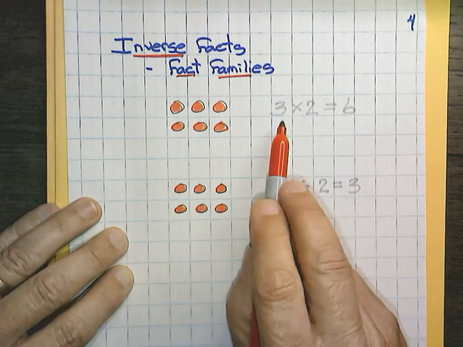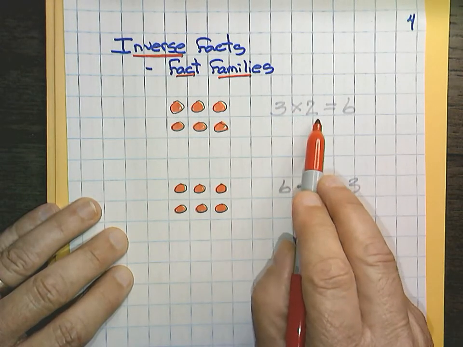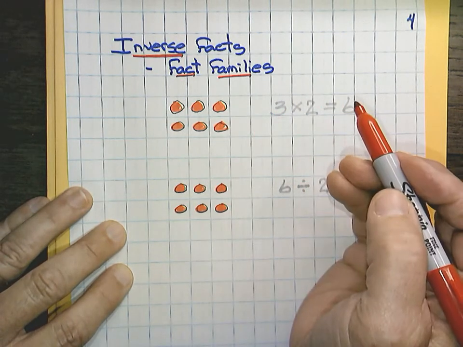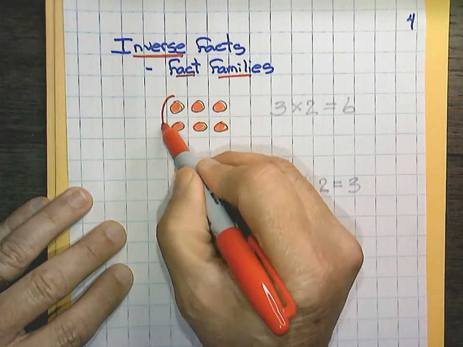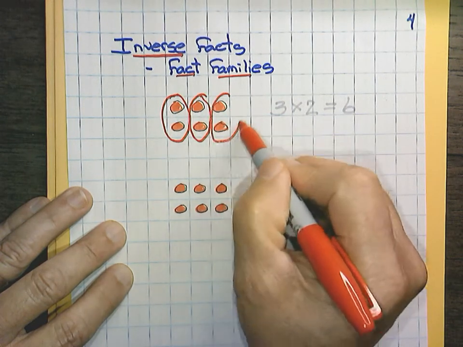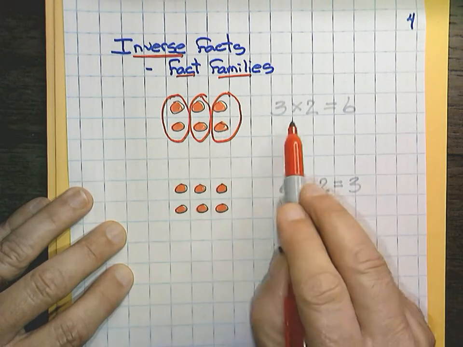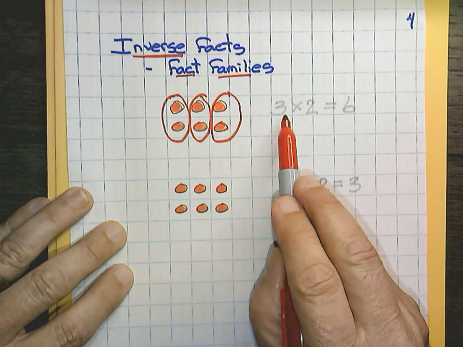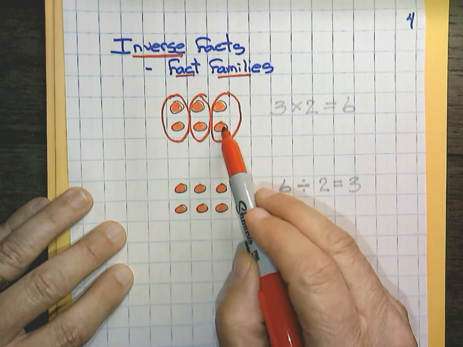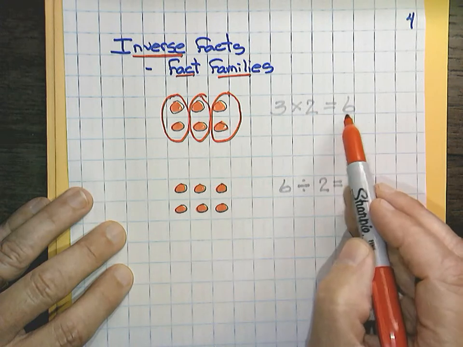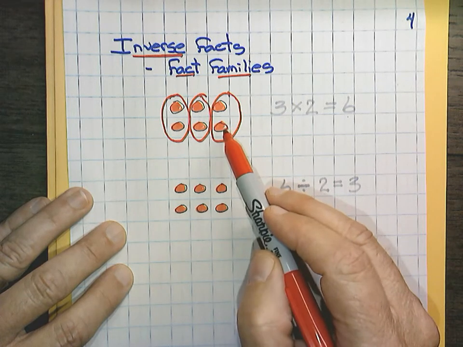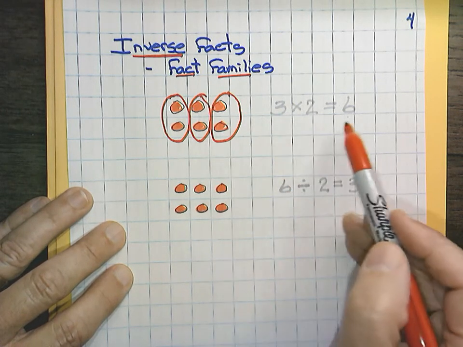So for example, 3 times 2 equals 6. I could show that by saying that we have 3 groups, 1, 2, 3, that would be your 3, of 2 each, 1, 2, 1, 2, 1, 2, would be equal to a total of 6. And we could just count that: 1, 2, 3, 4, 5, 6. So that would be an example of a multiplication fact.